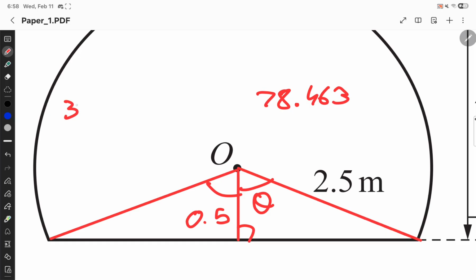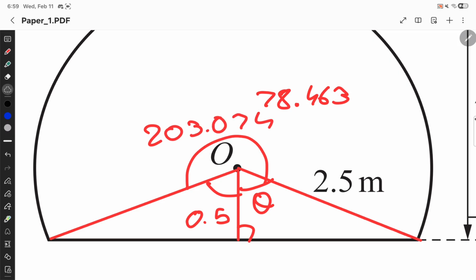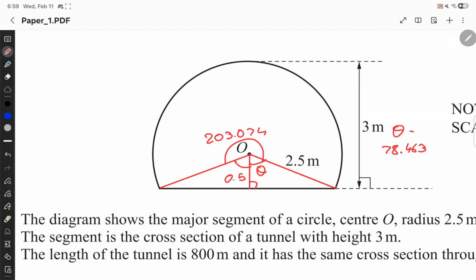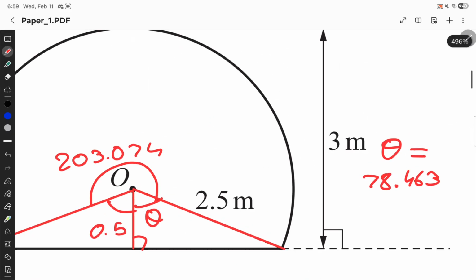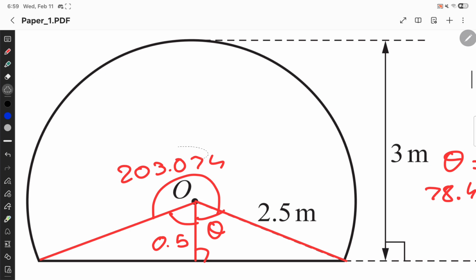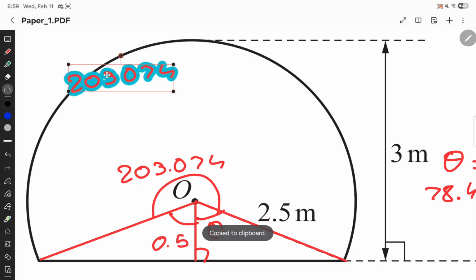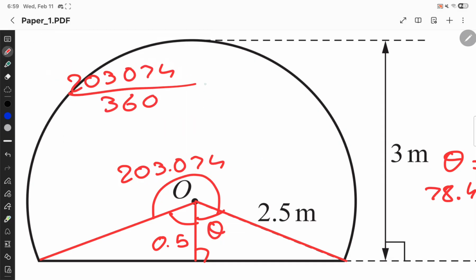78.463, so this is 360 minus 2 times this angle. 360 minus 2 times 78.463, and we get 203.074 as the angle. Okay, I will just have this to the side over here for now, so we can use this in our equations.